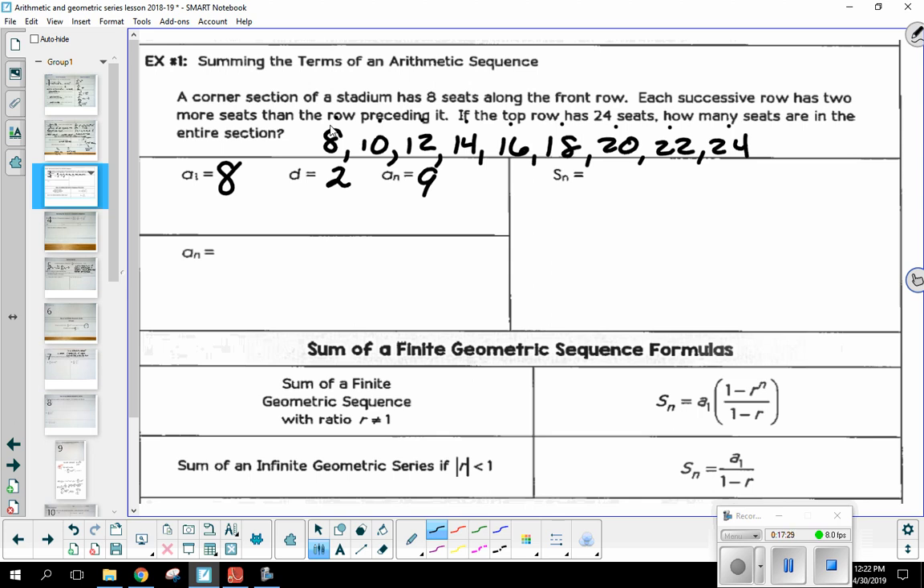You really don't want to sit there and probably list all of these out, right? That's way too much to go back and add up. So the formula would be very useful to you. The formula was a sub 1 plus n minus 1 times d.